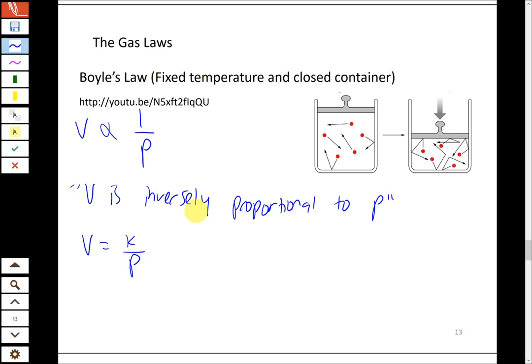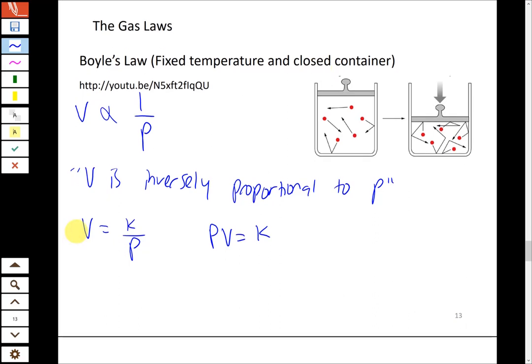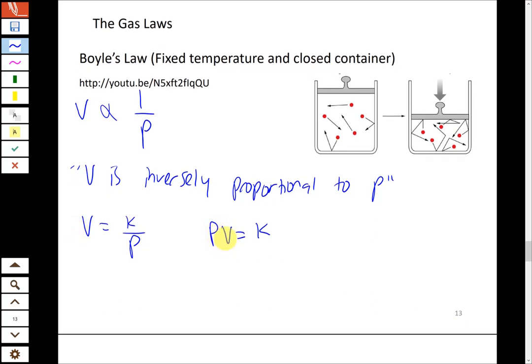But what you can do then is you can rearrange this, cross multiply, and say that pressure times volume is equal to a constant K. And so because the pressure and the volume multiplied together are always equal to some constant value, as long as everything else is fixed, the temperature has to remain constant, and the container has to be closed, that gas is not escaping or being added at the same time. So as long as that situation is true, this product, P times V, is equal to constant, which means that if we're changing the pressure and the volume, the product of the pressure and volume before and after have to be equal to one another.